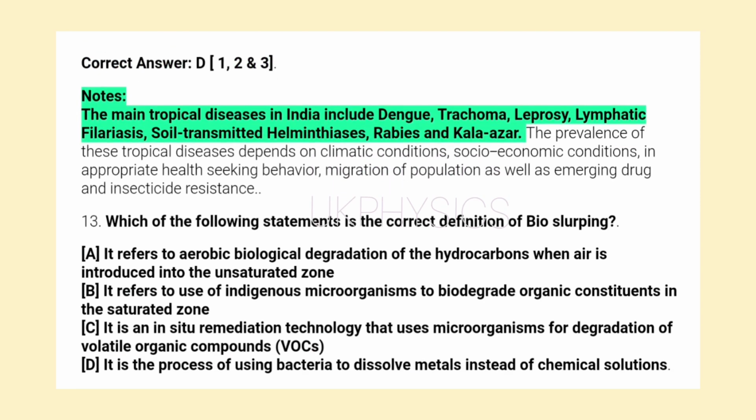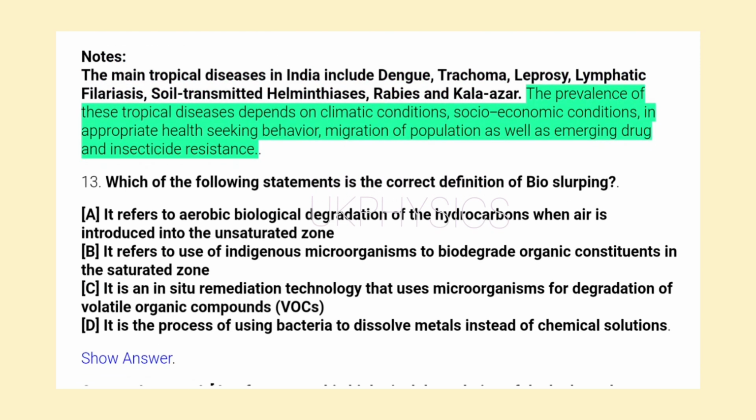Notes: the main tropical diseases in India include dengue, trachoma, leprosy, lymphatic filariasis, soil-transmitted helminthiasis, rabies and kala-azar. The prevalence of these tropical diseases depends on climatic conditions, socioeconomic conditions, inappropriate health-seeking behavior, migration of population as well as emerging drug and insecticide resistance.